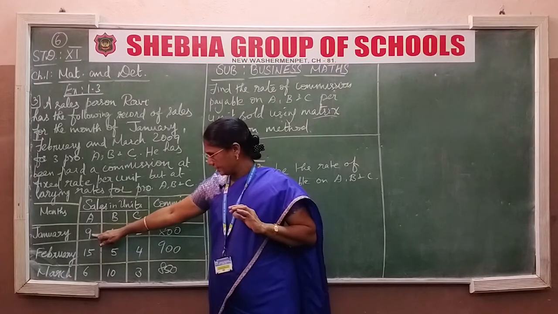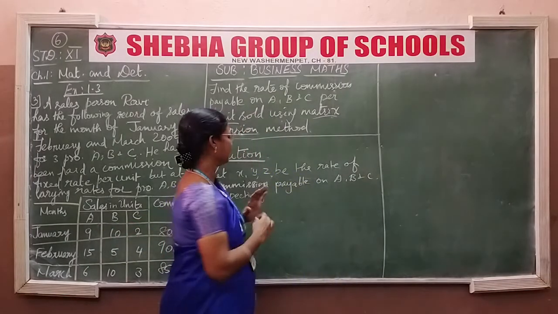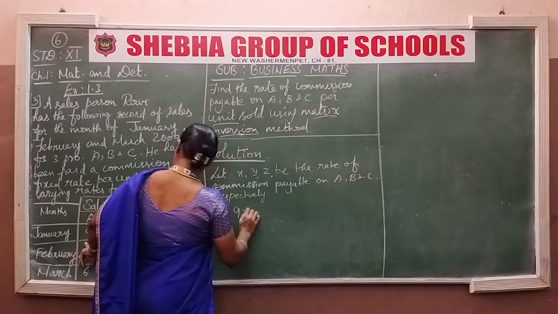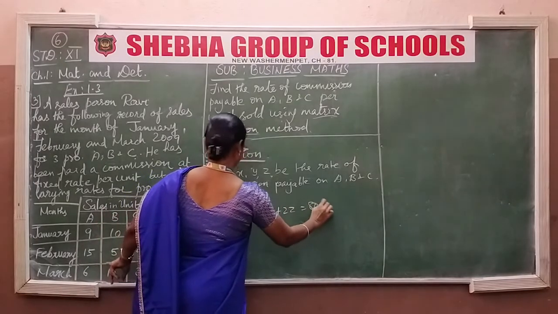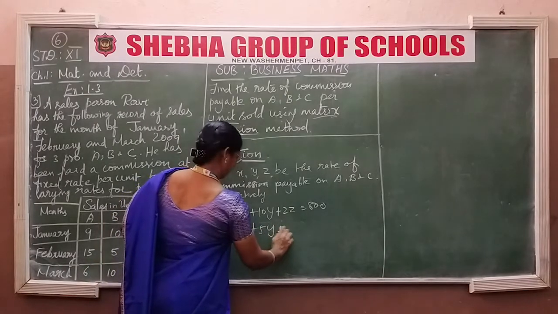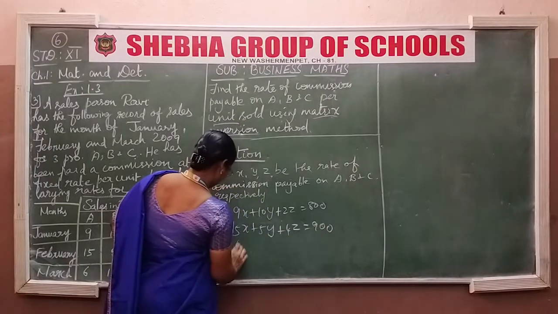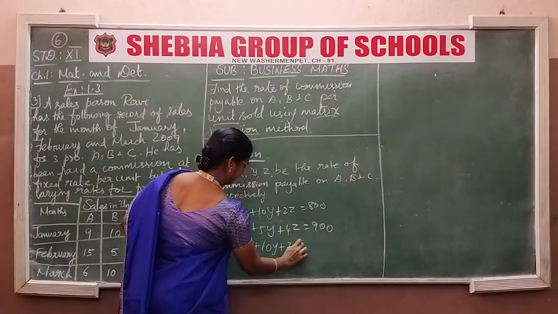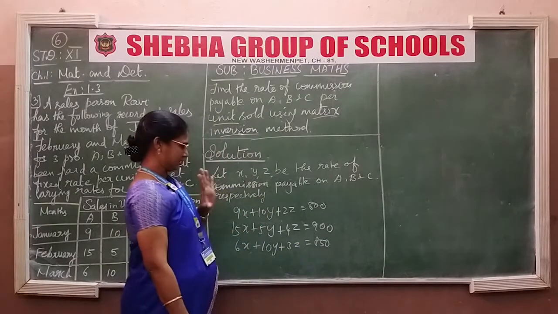Now to write, 9 into x plus 10 into y plus 2 into z equal to 800, like that. We write the remaining two equations. 9x plus 10y plus 2z equal to 800. Similarly 15x plus 5y plus 4z equal to 900. And the last one becomes 6x plus 10y plus 3z equal to 850. Now we got the equations.